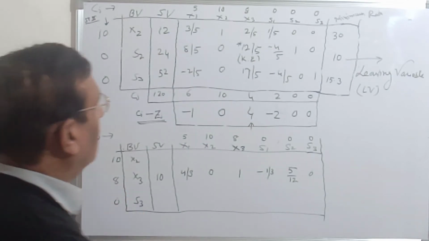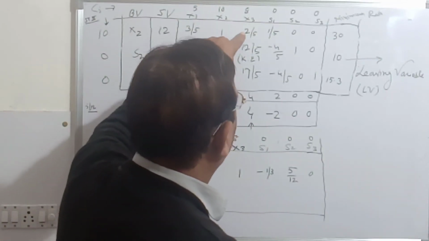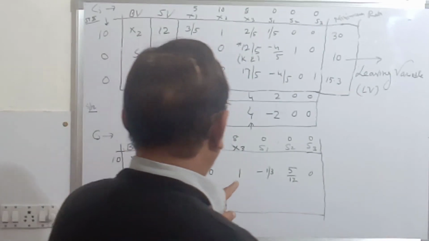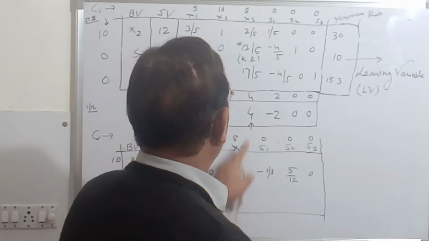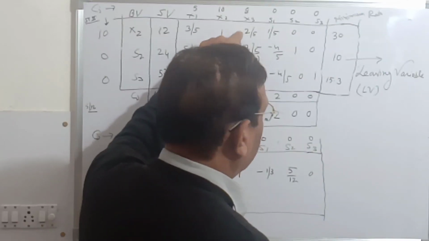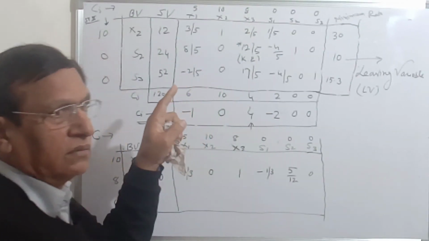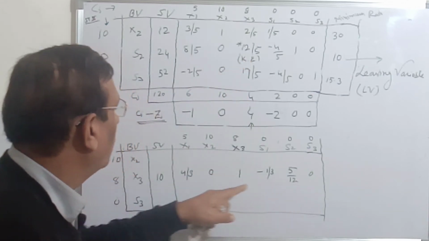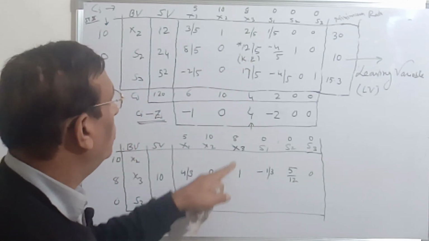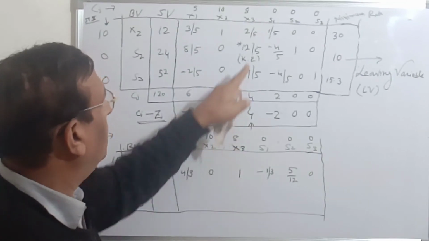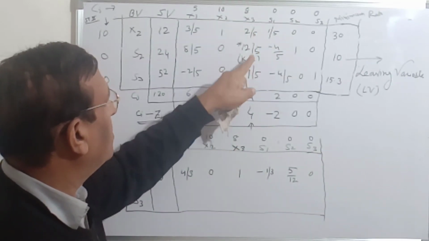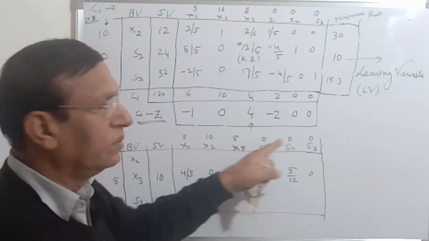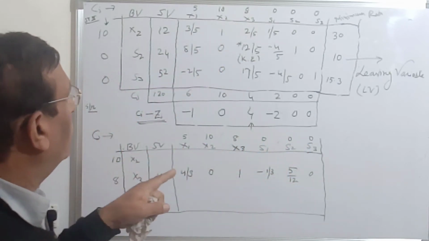Now you want this 2 by 5 to be 0. It means you have to multiply this new row by 2 by 5 and subtract from here. Why with 2 by 5? Because here it is 2 by 5. Then subtract that row from this old row, you will get the new row.